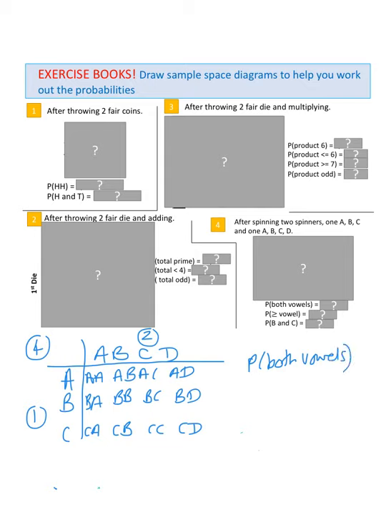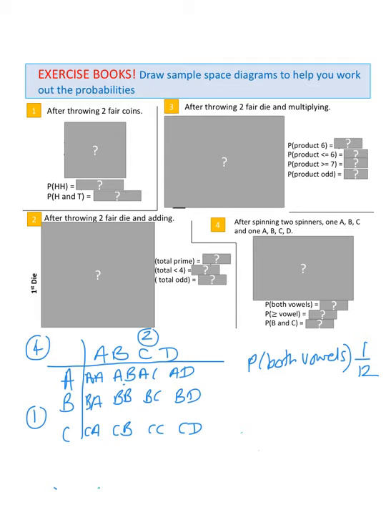Well, I've got 12 different outcomes altogether, so that's over 12. And how many are both vowels? So I've got A and A, that's 1. B's not a vowel and C's not a vowel. So there's only one possibility where they're both vowels. So 1/12 is the probability.